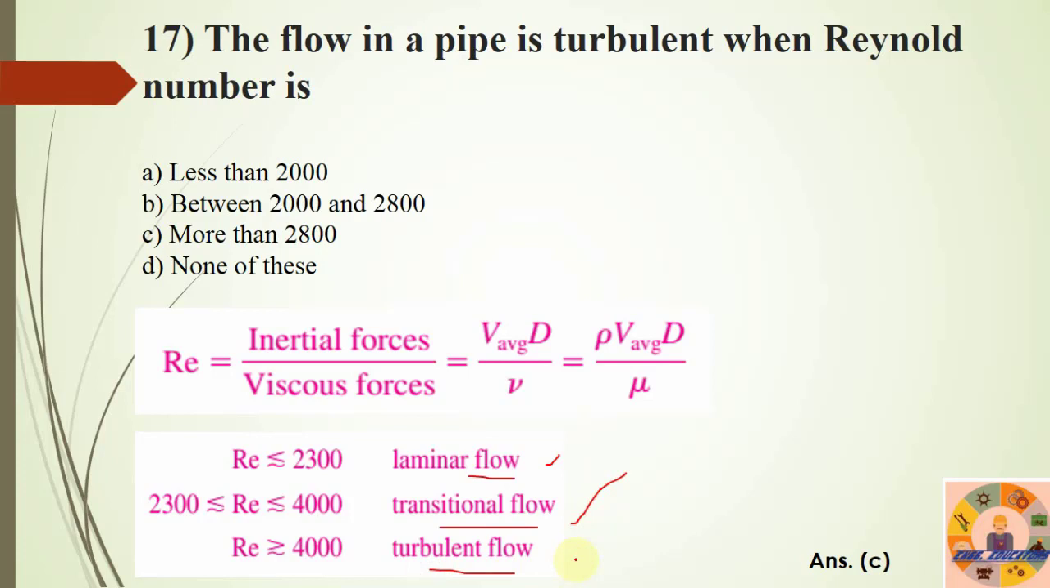But here the options are given as 2000 to 2800, so none of the values are in between the given values. But to answer this question, I tell you to select the option C for a turbulent flow, because in different books different values are there, and so the right answer of this question will be option C.